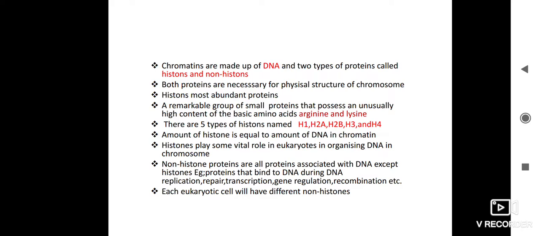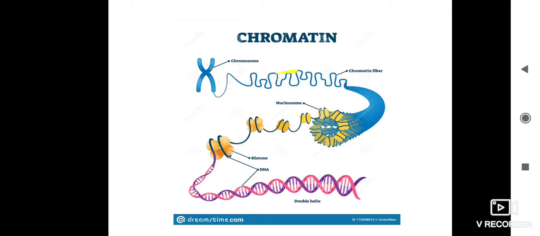Chromosomes are made up of DNA and two types of proteins called histones and non-histones. These are chromatins. This chromatin fiber is made up of nucleosomes. This nucleosome has a histone octamer and it is wrapped with DNA.